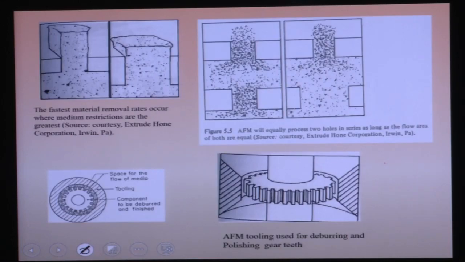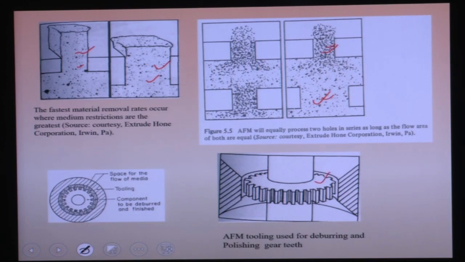Now we can see these restrictions. Here is a small cross-section, and here a bigger cross-section. So we can expect a higher material removal rate here than here. Here there are maximum restrictions, and here lesser restrictions. This kind of gear tooth can be polished by the abrasive flow machining process.